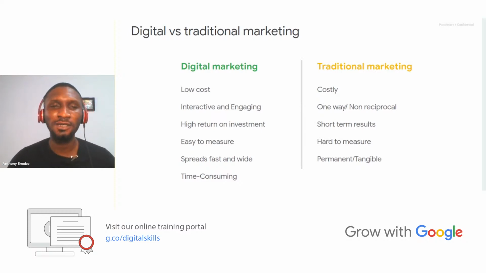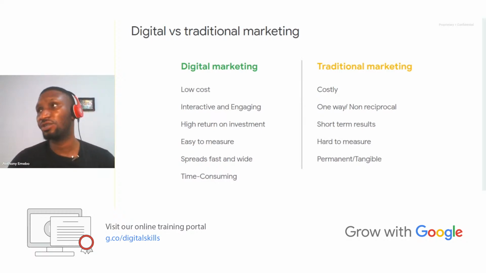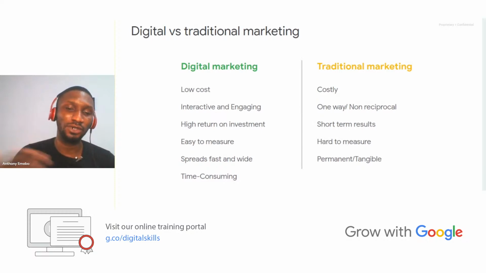It spreads really fast. Traditional would take your time, because you'd have to create this, craft that, especially TV adverts where you have to work on videos and all. But on digital, you just have a post, and you can boost that. You just have a post on Google My Business, or you just go and create ads on Google in 5 simple steps, and you're done.